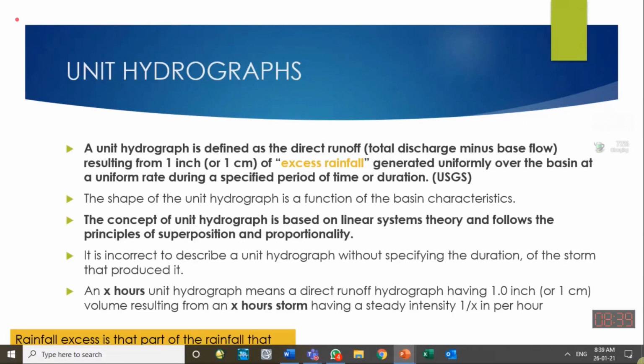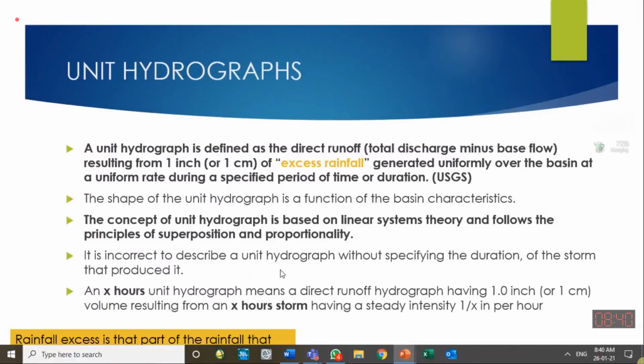The concept of the hydrograph is based on a linear system. When we use a hydrograph to assess the direct runoff of a certain area, we assume that the behavior of the catchment is linear: whatever one storm has generated, another storm of the same duration will generate similar behavior, and we can add them together to get the total output or total runoff of that watershed.